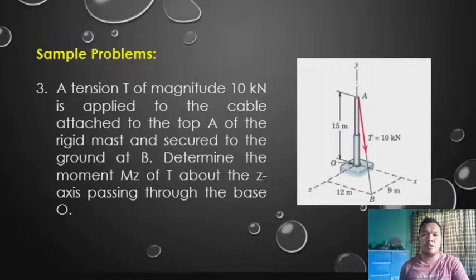Okay, so we have here problem number 3. A tension T of magnitude 10 kilonewton is applied to the cable attached to the top A of the rigid mast and secured to the ground at B. Determine the moment Mz of T about the z-axis passing through the base O.